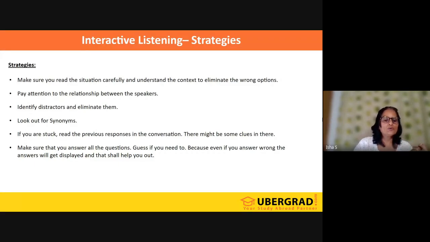If you're stuck, maybe you can go through the earlier responses. Maybe you will get some link because it is connected. Like those students who attended yesterday, I said do the guesswork. Not always, but do the guesswork. Probably you may get that answer right. Any which way, if you give the right answer, it's a win-win situation for you. You will get the score. Fine. So shall we move?